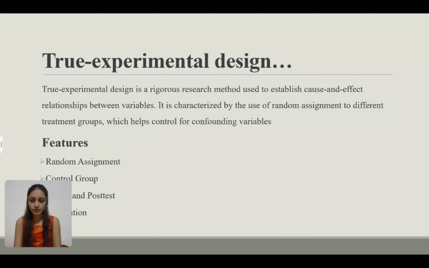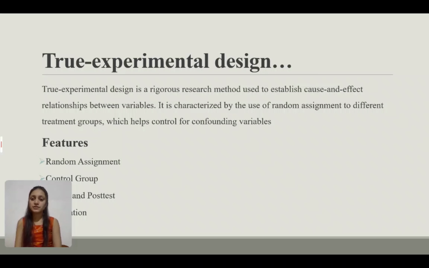Then second point is control group. A control group includes the baseline and comparison. The group doesn't have any experimental treatment, allowing researchers to see the effect of treatment more clearly. Then fourth one is pre-test and post-test. Many true experimental designs include measurements taken before and after treatment to assess the changes over time.